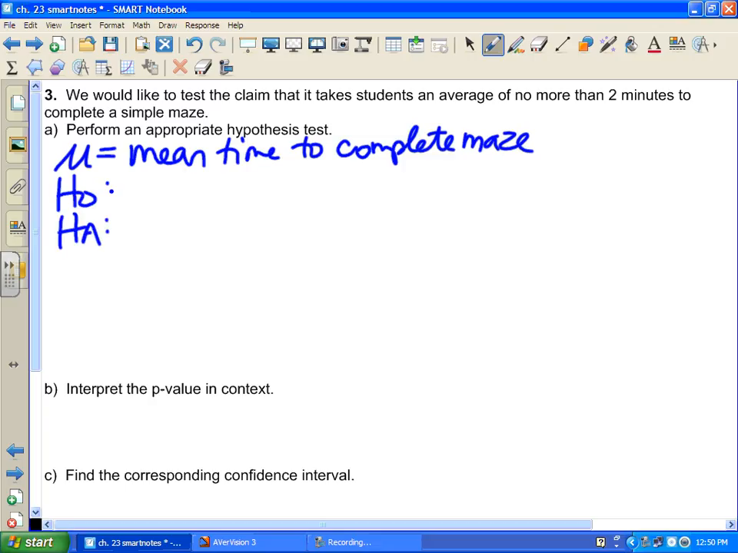So what is the null hypothesis? It takes 2 minutes, yeah. It takes 2 minutes. So if you wrote it out in words, it would be the average time it takes to complete a maze is 2 minutes. It's a lot. So what's the alternative? Is it less than, greater than, or not equal to? Less than. Okay? So again, if you wrote it out in words, it would be the mean time to complete the maze is below 2 minutes or less than 2 minutes. Not decreasing by 2, it's just less than. Okay, now we need to get to that.